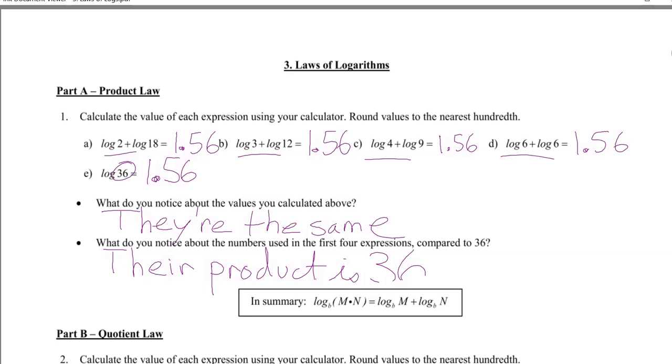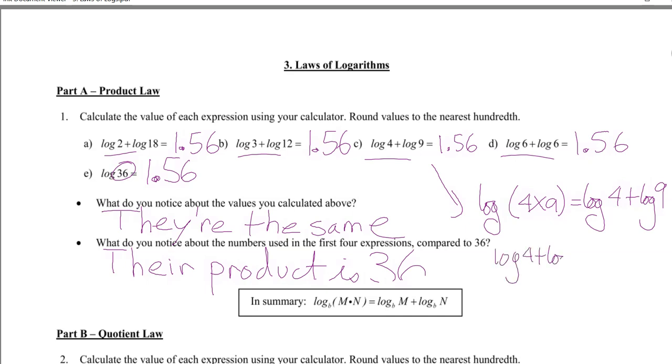Just taking one of these, we could say the log of 4 times 9 is equal to log 4 plus log 9. And it also works the other way around. That formula works both ways. So we could also say log 4 plus log 9 is equal to the log of 4 times 9. So that formula works both ways.